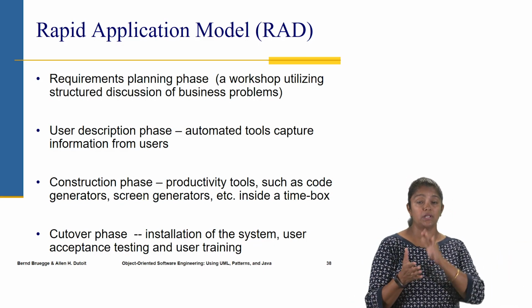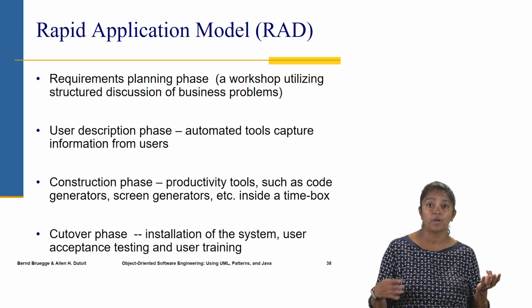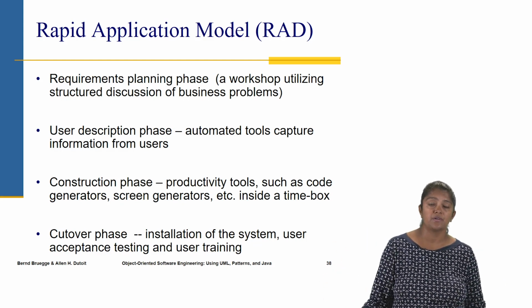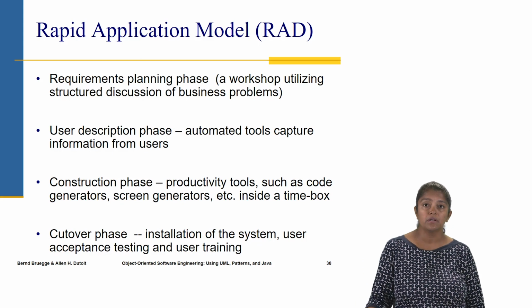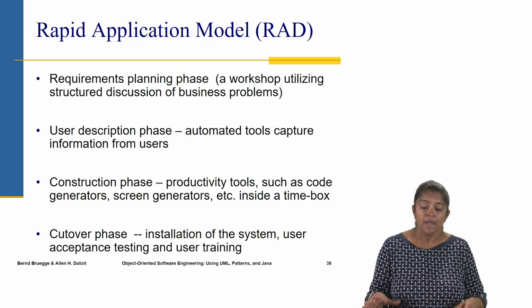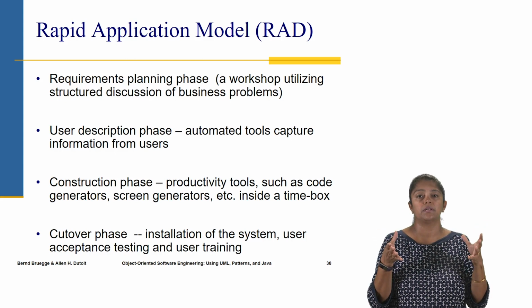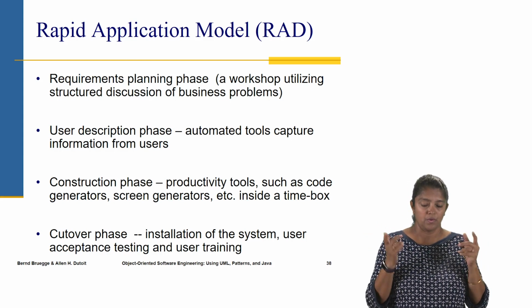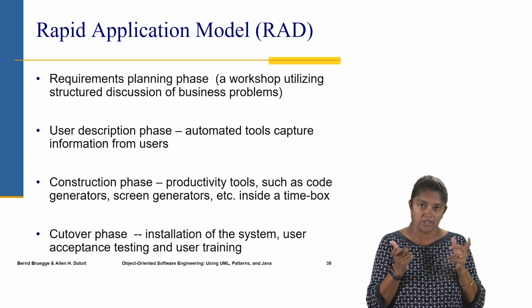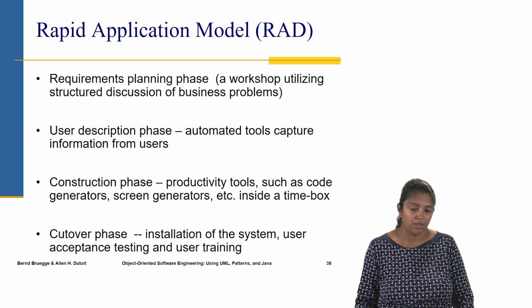So as you can see, the number of phases has been cut short to 4 as opposed to the 8 or 9 in V-shaped and incremental and so on. Here in this particular model, time boxing is very critical. So getting the product out within that time is extremely important.